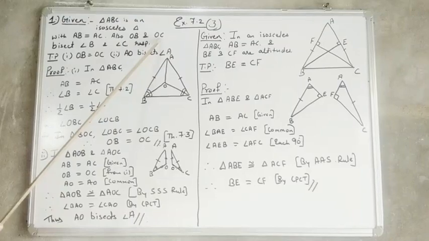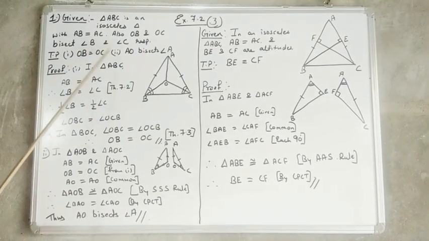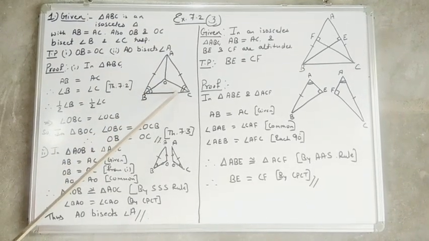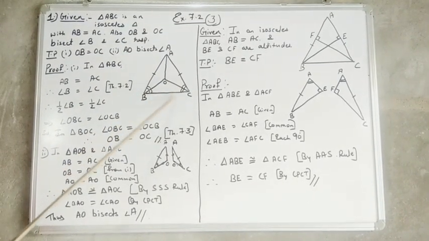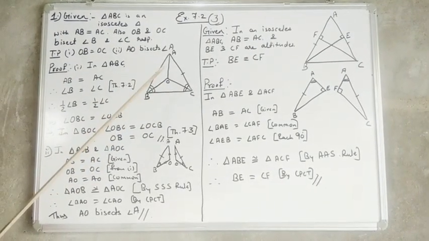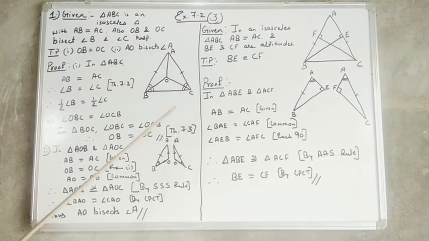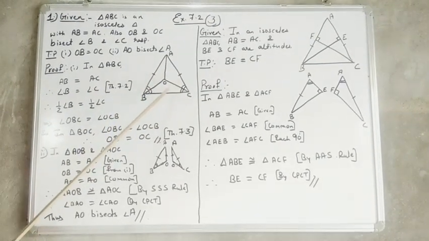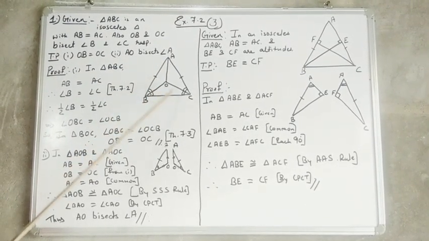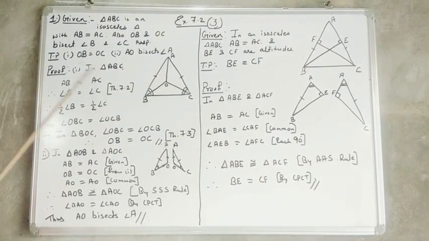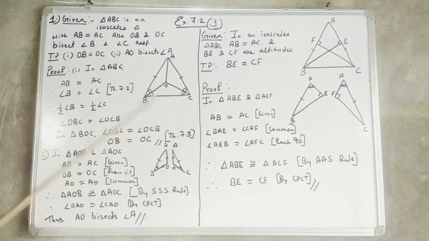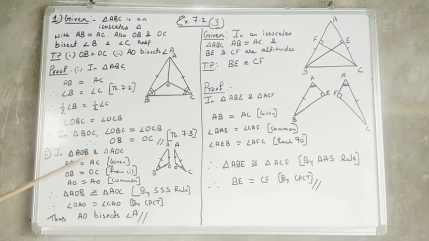Also, OB and OC bisect angle B and angle C respectively, and they meet at O. We are told to join O to A. Joining O to A, the triangle ABC is divided into 3 different triangles: AOB, AOC and BOC. We have to prove these two sides are equal. For proving this, we can implement the theorem which we have learned.